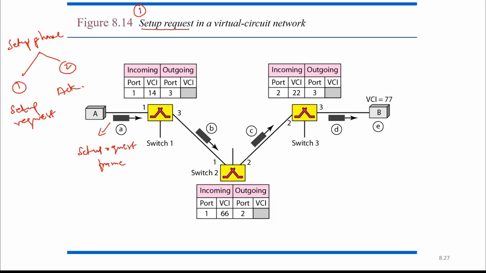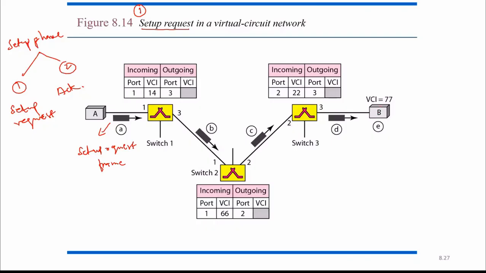So it will be sending it to switch 3. Switch 3 again will be receiving the packet. This is the setup request packet from port 2, and it will have a VCI of 22. Then it will be outputting it to port 3, and then without any VCI. So VCI basically indicates what the destination will be.